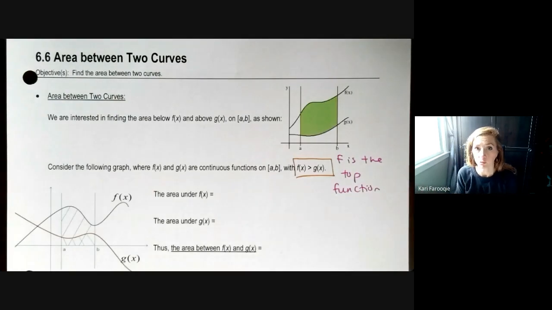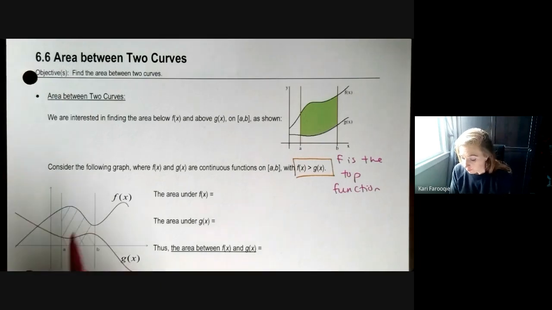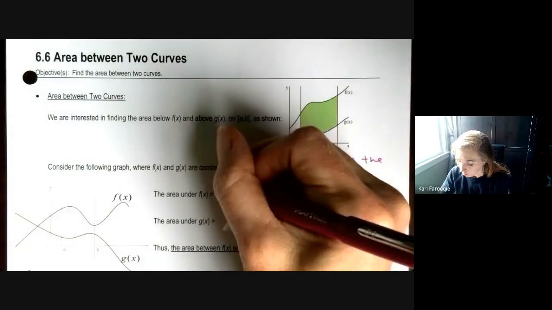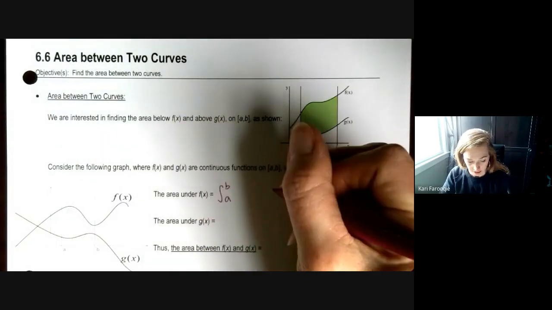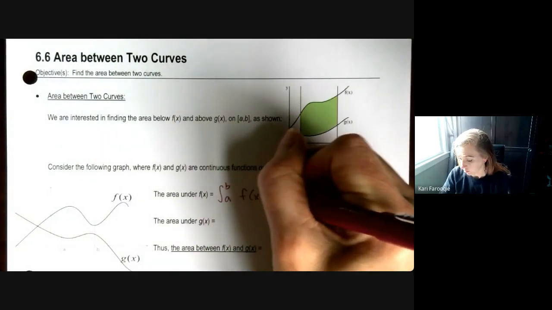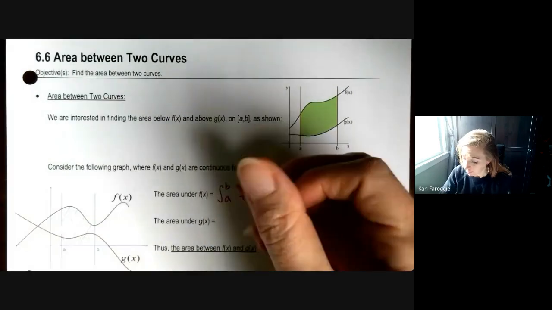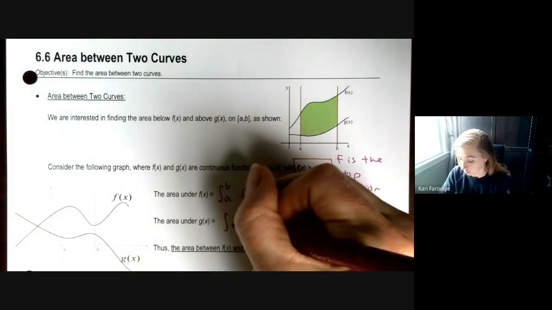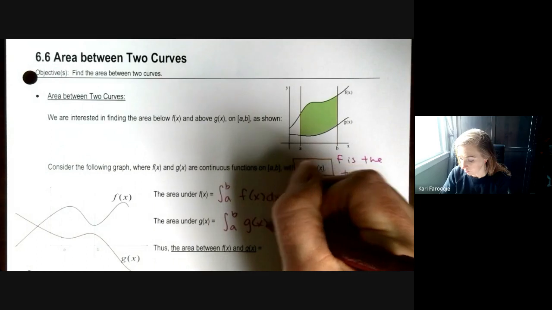I'm going to show you a second example where the top function changes. So it's one graph and then they intersect and then it's another graph. So we'll talk about that instance as well. So the area under f of x is just the integral from a to b, in this case, of f of x dx. And the area under g of x is the integral from a to b of g of x dx.